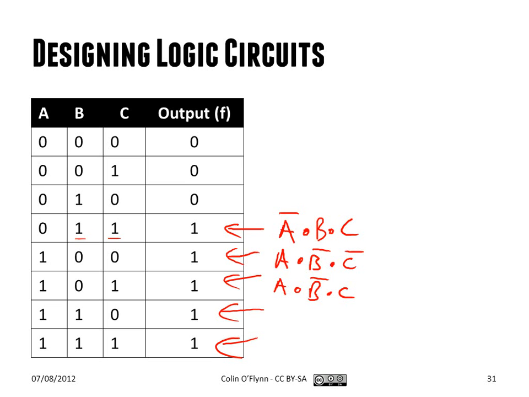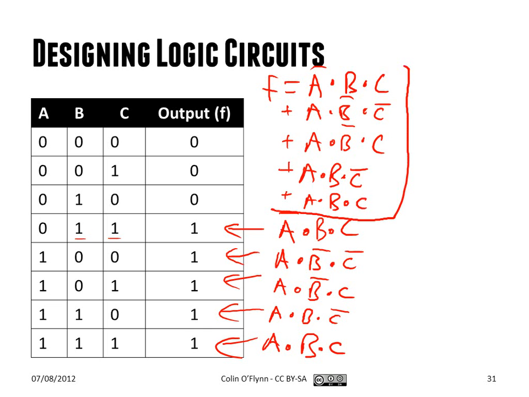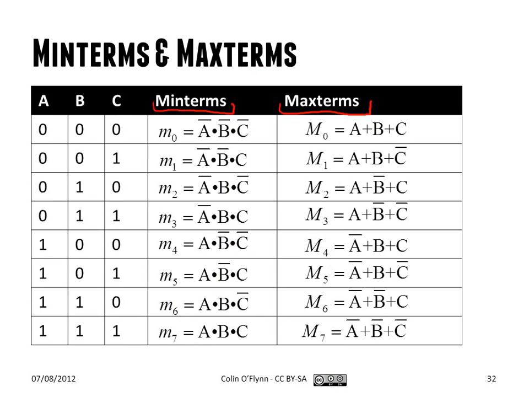The final canonical form will be the sum of all of these products. So you can see it's very straightforward. It's basically just writing out the truth table as we've been given it. So then we could say F is equal to A complement and B and C, or A and B complement and C complement, or A and B complement and C, or A and B and C complement, or A and B and C. So this is the standard form that everyone would come up with the same one.